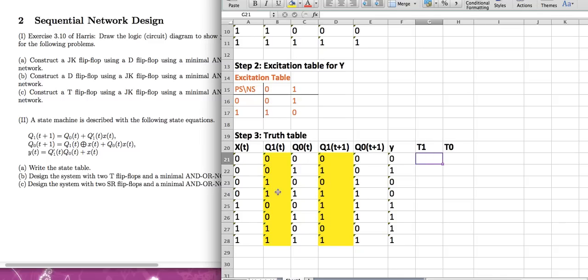So this is my present state. This is my next state. So if present state is 0, next state is 0, my T is going to be 0. If present state is 0, my next state is 1, my T is going to be 1. If my present state is 1, my next state is 0, that means my T is going to be 1. So I just have to use that excitation table and fill this T1 out.